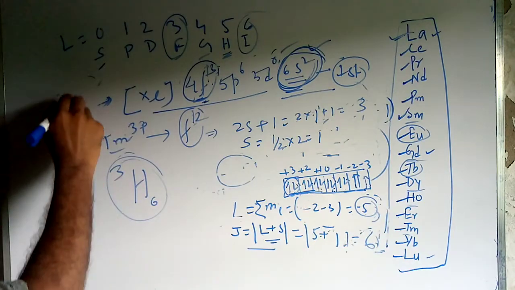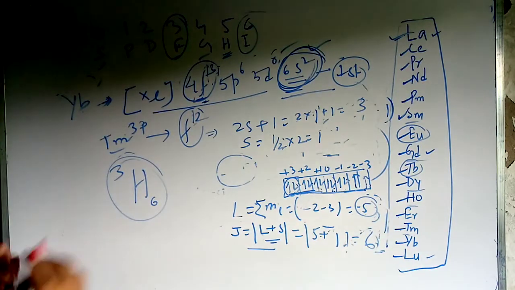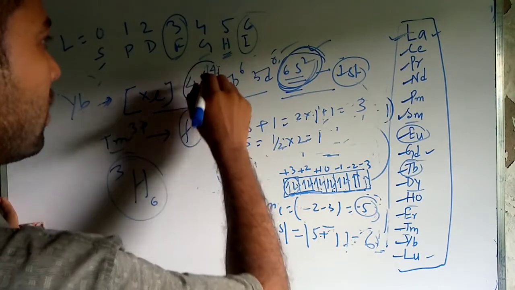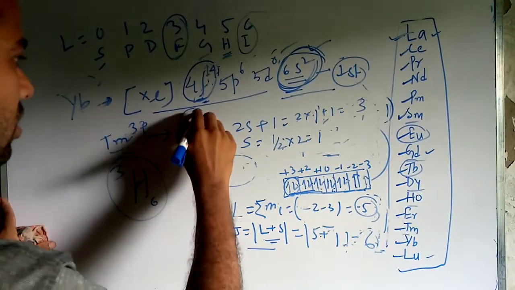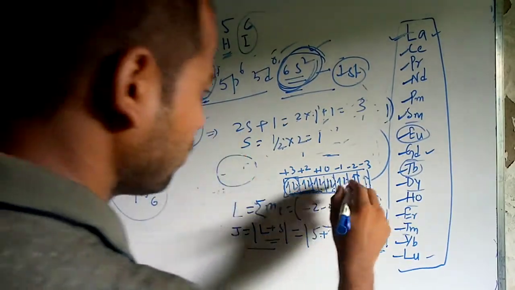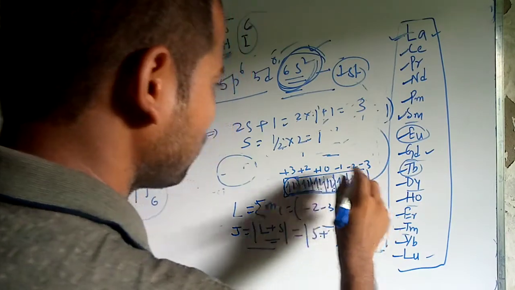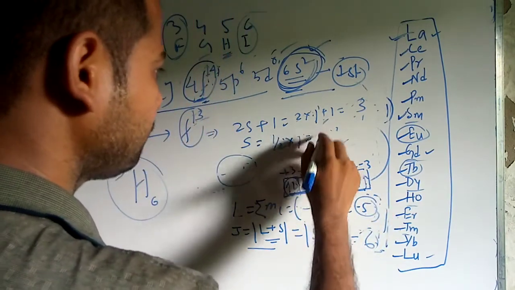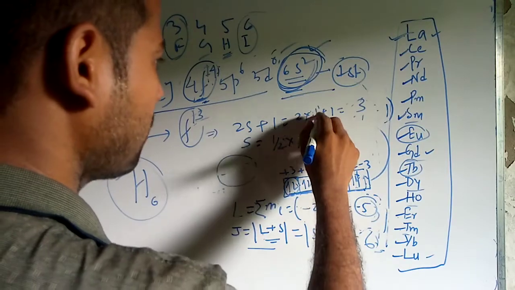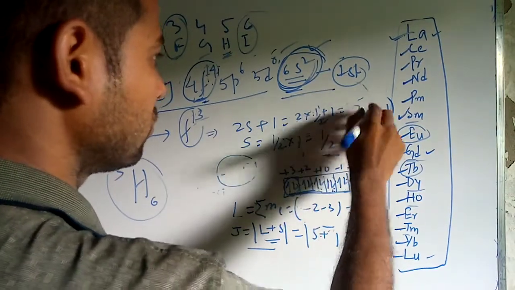If we consider ytterbium 3 plus, we see that it is 4f13, the f shell having 14 places, and with 13 electrons, one electron is unpaired. This one electron has spin half, so 2S plus 1 is 2.